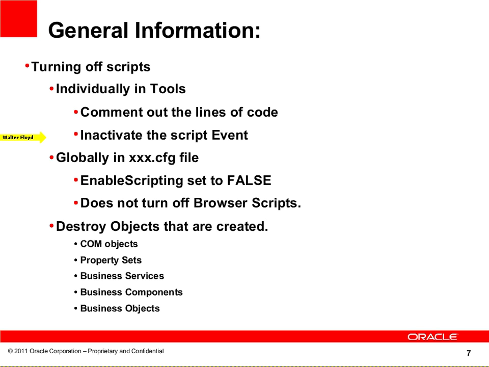As I mentioned earlier, destroying objects is a pretty important thing that you need to do, and I still go back to you needing to read the best practices about doing that. I did want to point out that the types of objects that need to be destroyed are COM objects, property sets, business services, business components, and business objects.